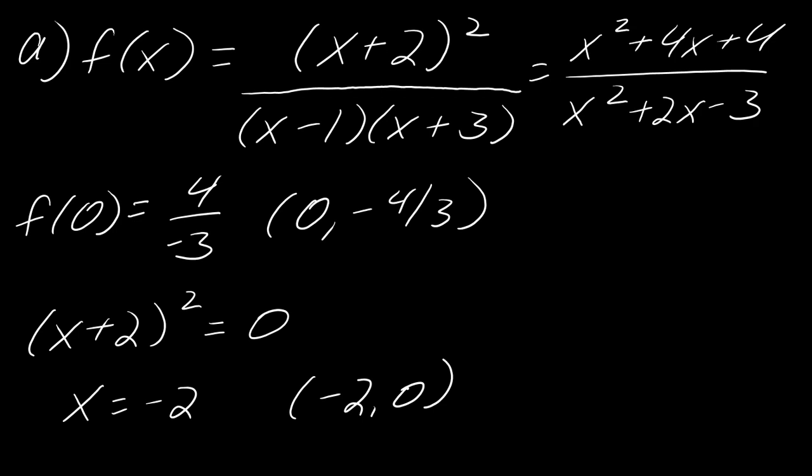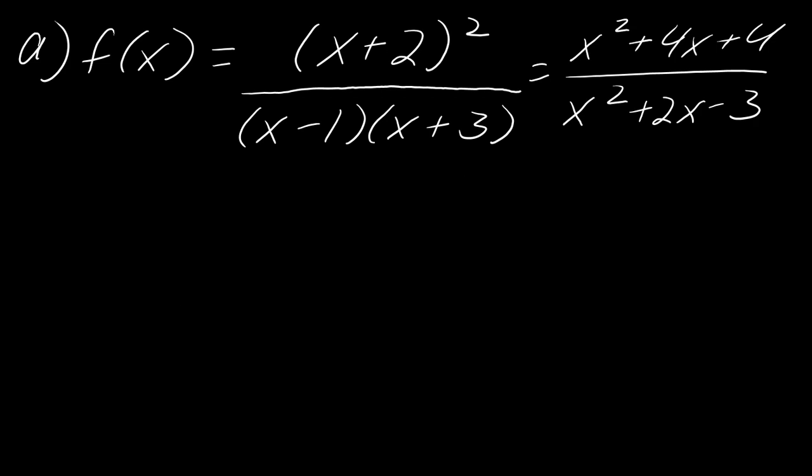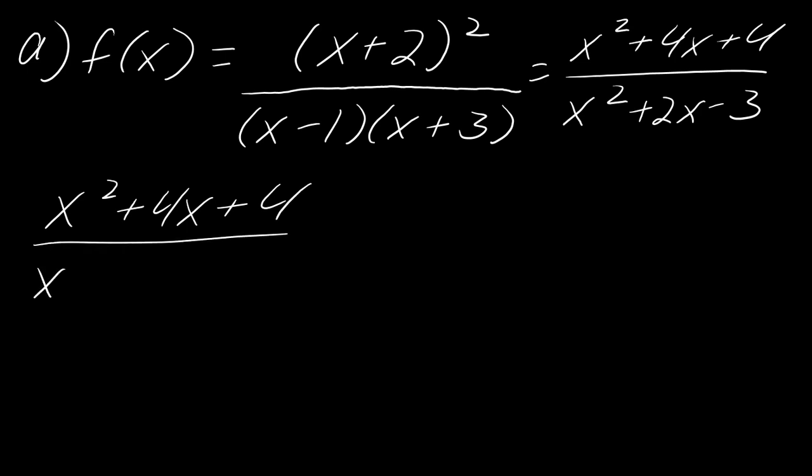The next thing that you have to do is to determine if the function will cross the graph at any non-vertical asymptote. So let's go ahead and do that. Our non-vertical asymptote was y equals 1. So I'm going to take the whole function, (x squared plus 4x plus 4) over (x squared plus 2x minus 3), and set it equal to 1.